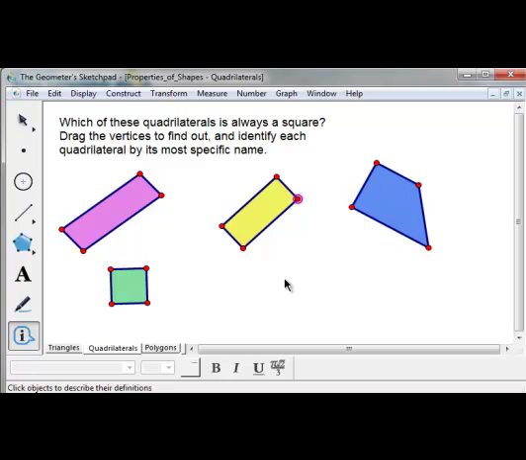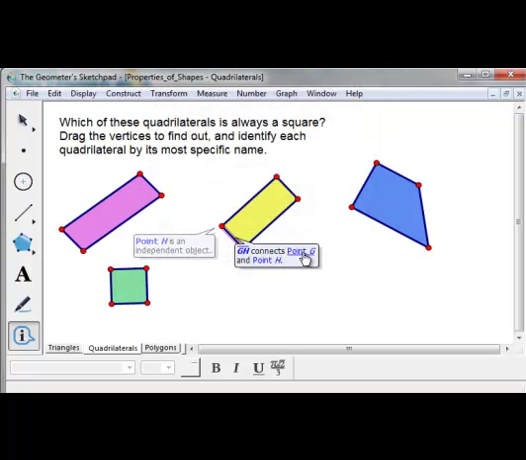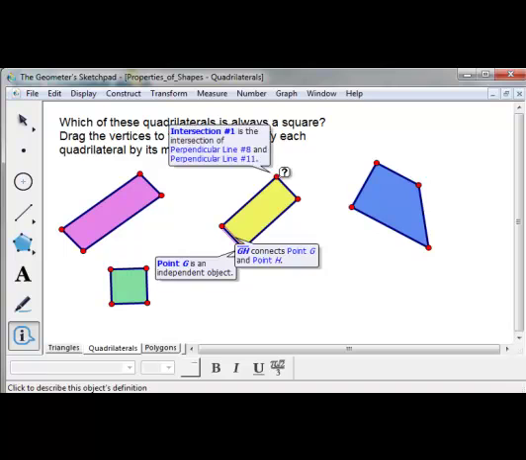Now let's use the information tool and see if we can figure out whether it's a rectangle. We know that if it's a rectangle, these two lines have to be parallel and these two lines have to be parallel. So GH connects G and F. I'm sorry, G and H. So H is an independent object. And here's point G. Those are both independent objects. So let's see what this one is.